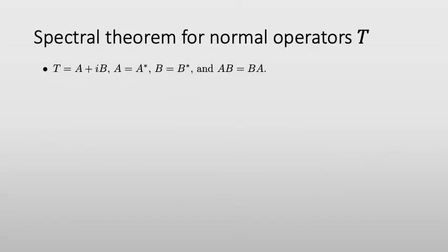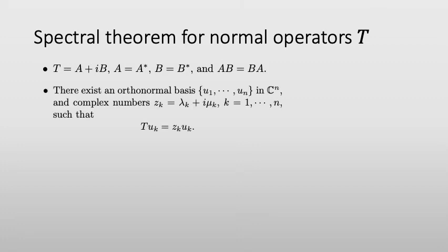Here is the spectral theorem for normal operators. First, A and B are commuting self-adjoint operators. They can be diagonalized simultaneously. This gives an orthonormal basis in Cn, which consists of the common eigenvectors of A and B. Let lambda 1 up to lambda n be the eigenvalues of A, and mu 1 up to mu n be the eigenvalues of B. Then T has complex eigenvalues, z equals lambda plus i times mu.